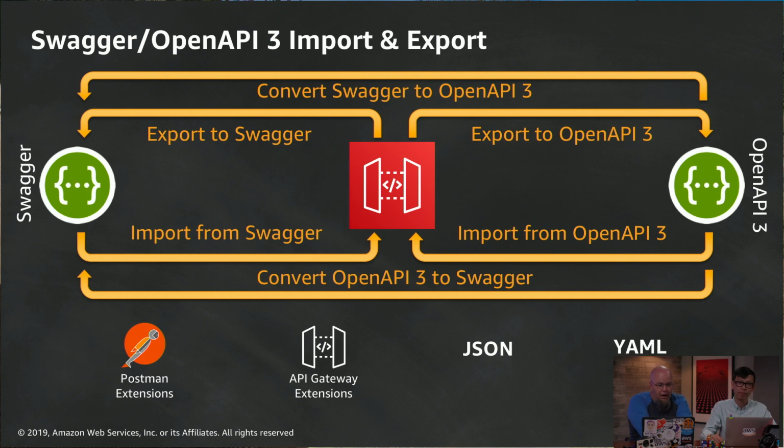There you go. So the cool thing about this is with API Gateway, I can export to OpenAPI 3. I can export to Swagger, OpenAPI 2. And I can import from both of those. I can also use it as a conversion tool: I can import Swagger and export OpenAPI 3. So there's that kind of power there. And then I can add in Postman extensions and API Gateway extensions, and it can be done in JSON and YAML. Again, a lot of power in translation there.